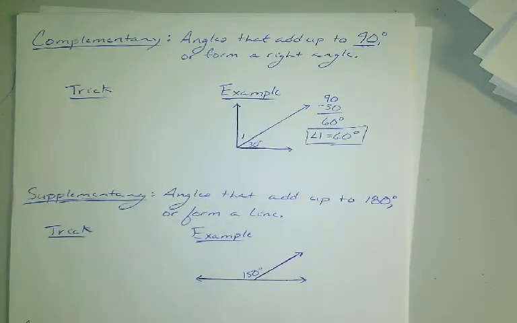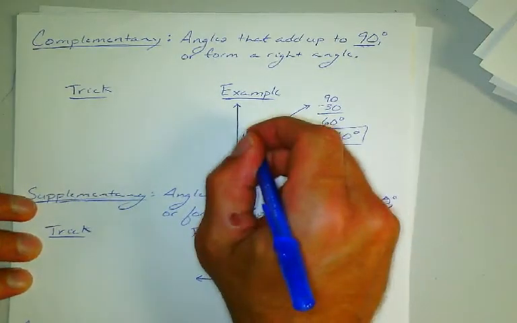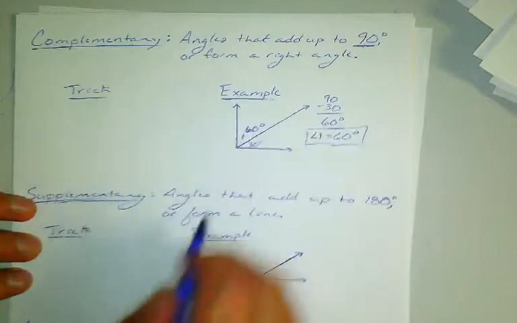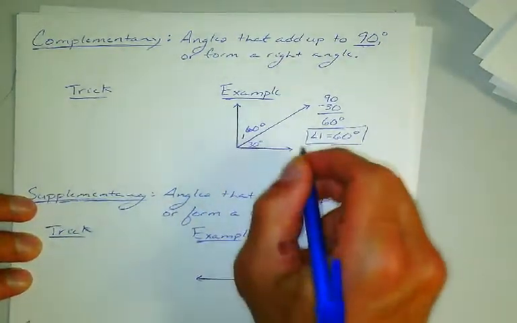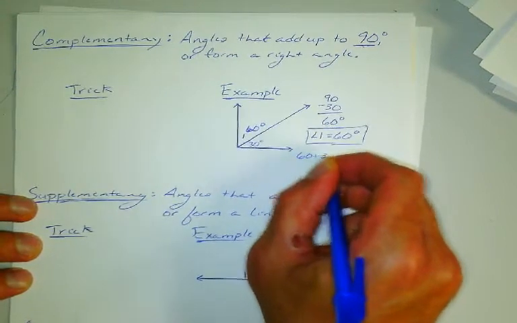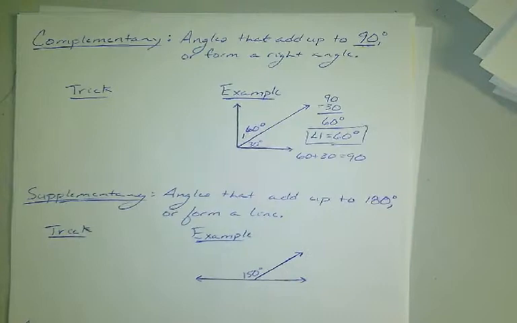And you can always check this. So if angle 1, I know that's 60 degrees, I know that these two angles here need to add up to 90. Do they? 60 plus 30, sure do. They equal 90. So that's complementary angles. They add up to 90.